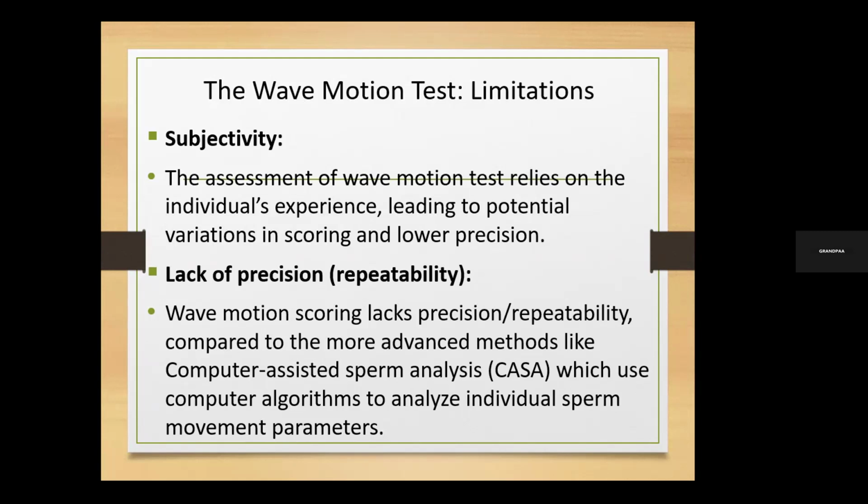And also precision, because I know that for any quality testing, there should be accuracy and there should be precision. Precision is that if you do it 2 or 3 times, you should get the same result, and that's repeatability or reproducibility. Because of its subjectivity, even the same person who examined it, if you want to examine it again, may give a different score. So it means that it lacks precision.